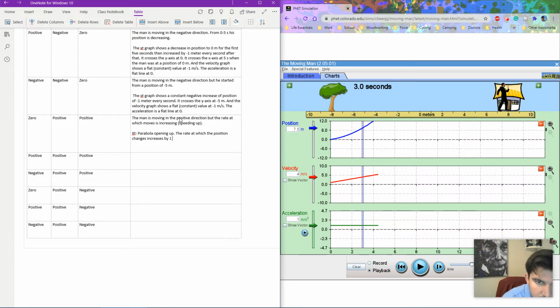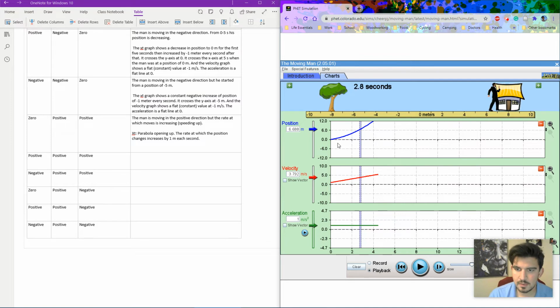By 1 meter each second. Okay, notice I was really clear here. I didn't say his position increased by 1 meter each second. I said the rate at which the position changes increased by 1.